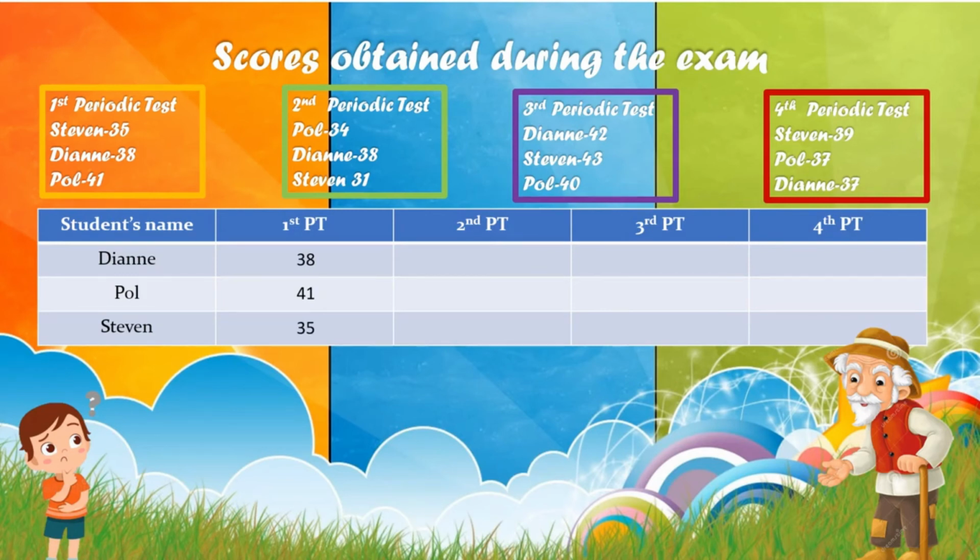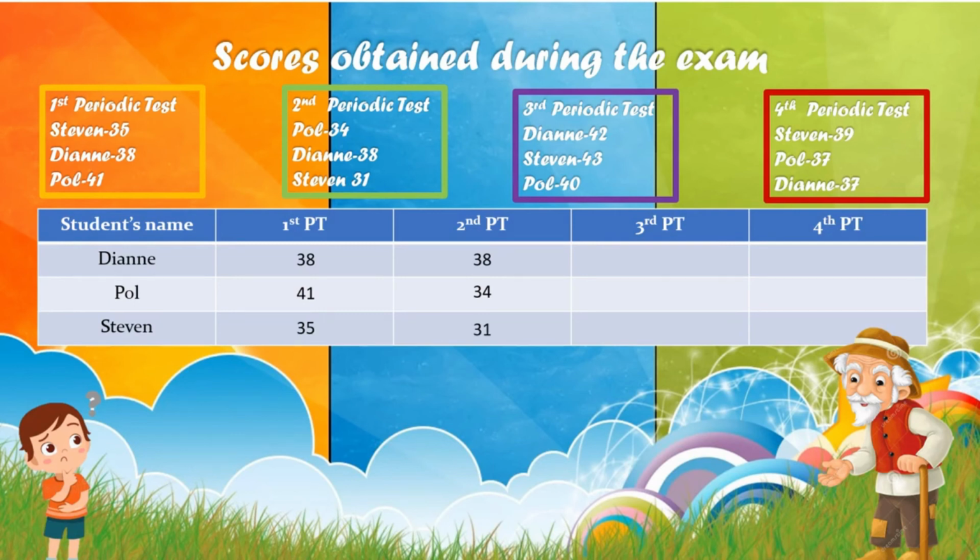What was the score of Diane? Very good. It's 38. How about Paul? Oh yes, that's true. It's 34. How about Steven? Okay, it's 31. Very good.